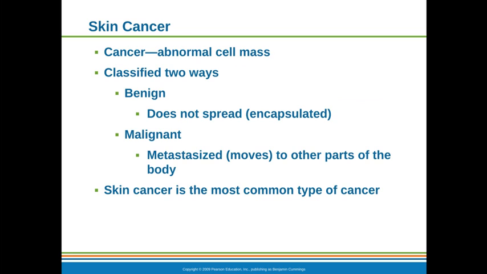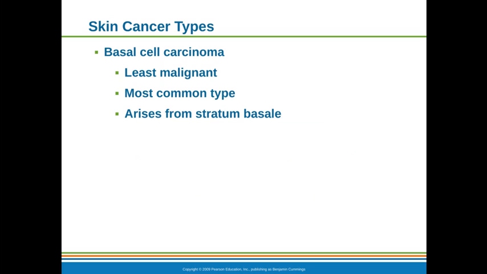Okay, now let's talk about skin cancer. Now, we already know that cancer is an abnormal cell mass because of a lack of regulated cell cycle. Now, we classify them in two ways. Benign, meaning they do not spread, and malignant or metastasize, meaning it can move to other parts of the body. So skin cancer is the most common type of cancer that we find in humans. We're going to talk about a couple of different types.